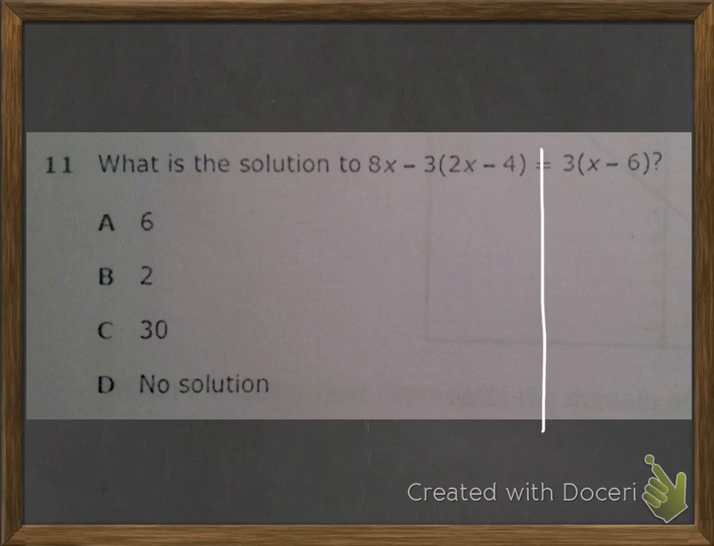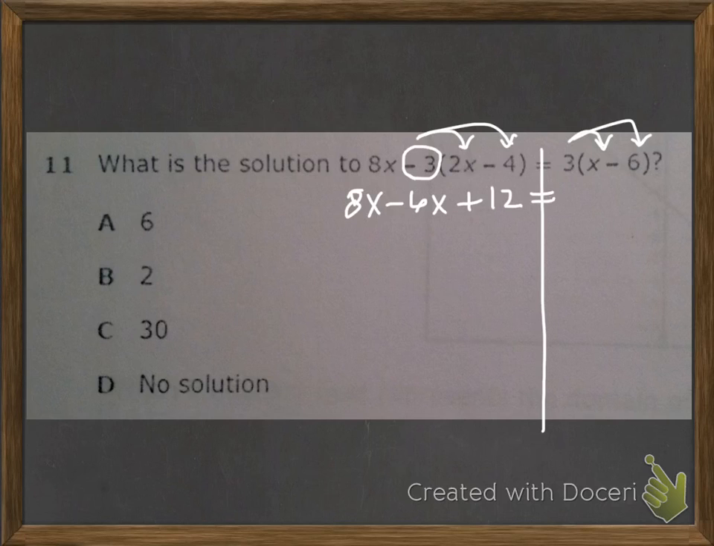The first thing you want to do is always get rid of your parentheses. So we're going to distribute. In front of the first set of parentheses, we have a negative 3. So make sure that you distribute the negative with the 3. And then on the right, we've just got a 3 that we're distributing. So on the left, we've got 8x. Negative 3 times 2x is negative 6x. Negative 3 times negative 4 is positive 12. On the right, we've got 3 times x, which is 3x, and 3 times negative 6, which is negative 18.